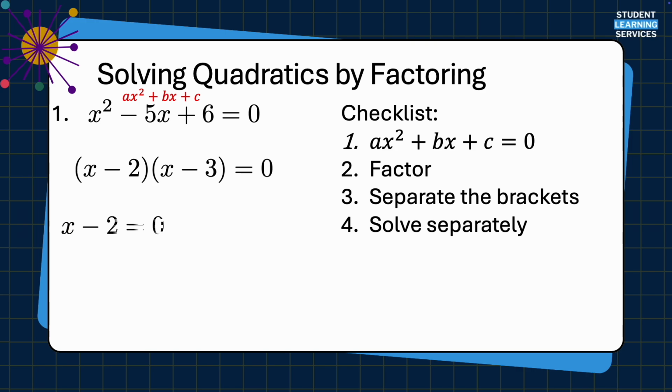This would be x minus 2 equals 0 or x minus 3 equals 0. Lastly, we can solve these two equations separately. That would tell us x is equal to 2 or x is equal to 3. Here's the final answer.